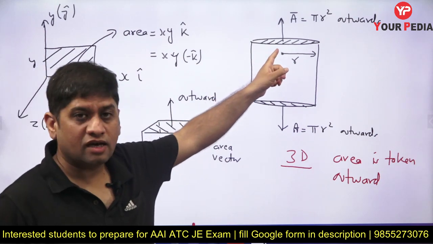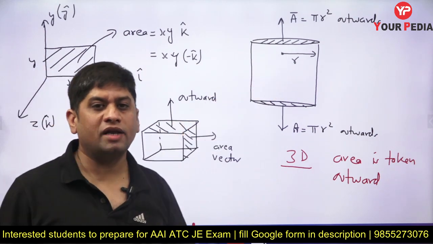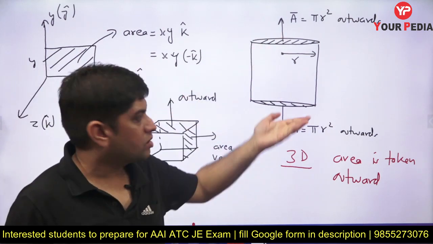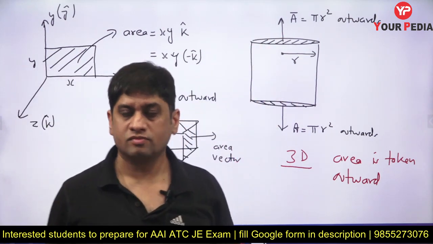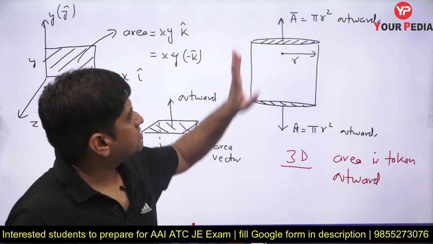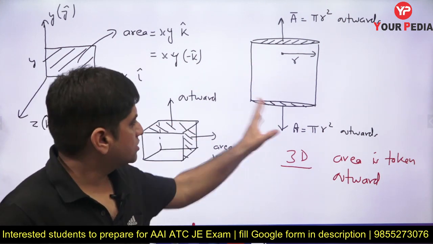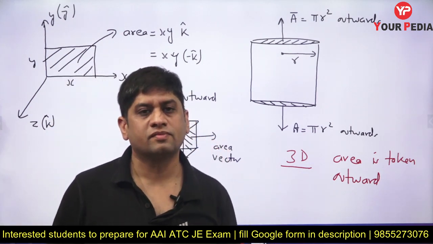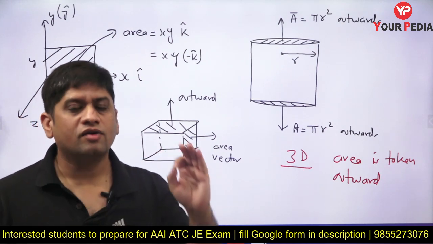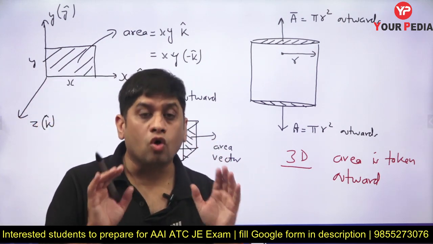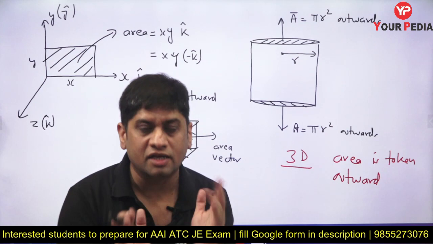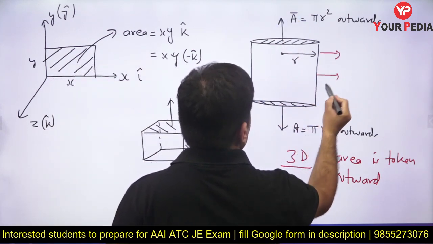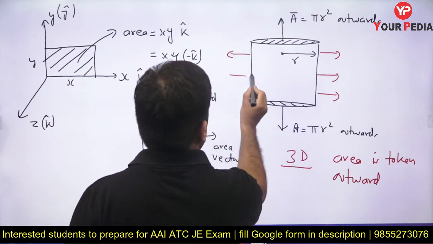Do you see this as a cylindrical surface? How many areas does this cylindrical surface have? Sir, top area, bottom area and curved area. Okay, done. Can you tell me what is the top area? Sir, pi r square. What is the bottom area? Pi r square. And what is the direction? That is the best part. Direction of the area for a three-dimensional body is always taken outward, not inward. So this is outward, and yes, the curved part also has outward direction.